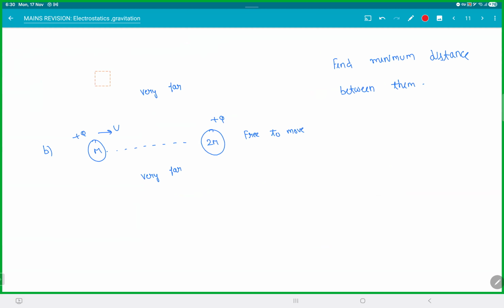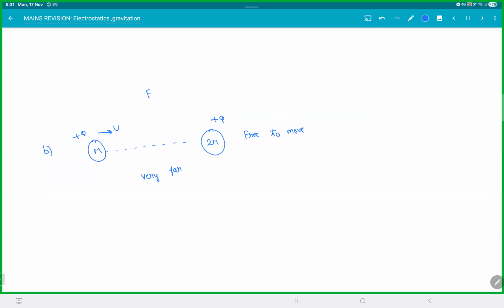Second one is still good. What about this guy? Here you can conserve both momentum and energy. We can use reduced mass. A problem with that, if suppose they're not on the same line, then you can't use reduced mass. So how do you do it normally? Reduced mass is fine. So when you're very far, what is the energy here?